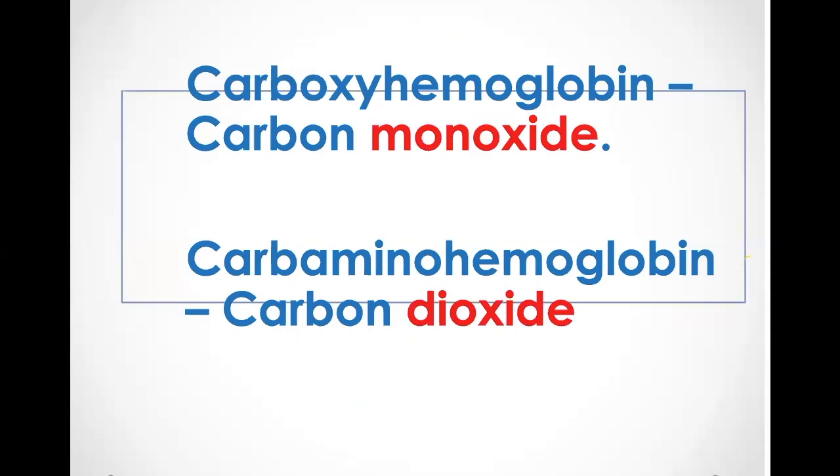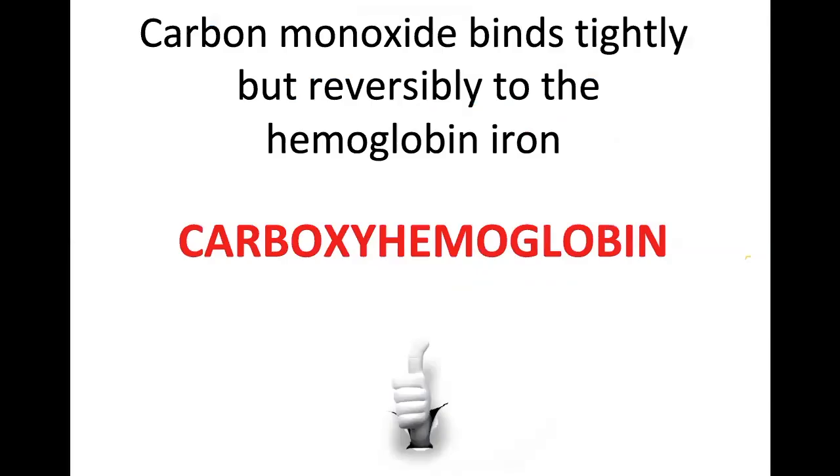So what about when carbon monoxide binds with hemoglobin? Then what you form is carboxyhemoglobin. So when carbon monoxide binds with hemoglobin, you form carboxyhemoglobin. When carbon dioxide binds with hemoglobin, you form carbaminohemoglobin. Now, please remember this flashcard.